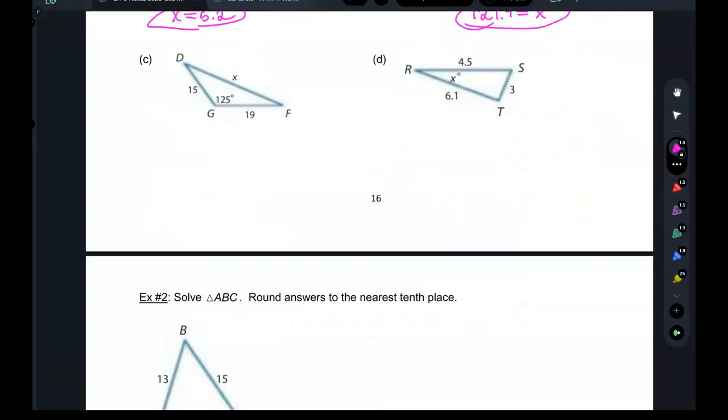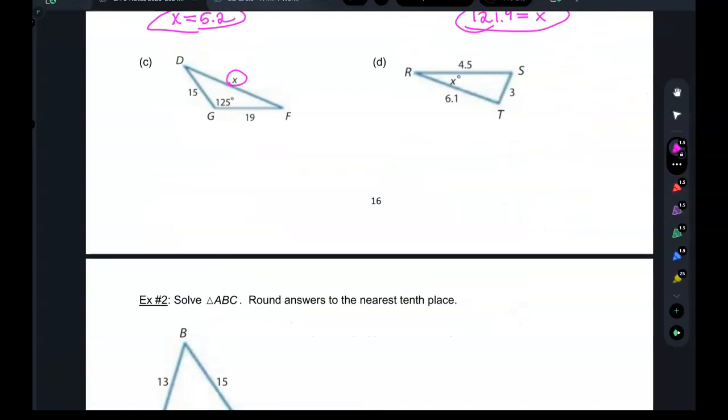This time, here's my x, here's my angle. So I'm going to make it x squared equals what squared plus what squared? 15 squared plus 19 squared minus 2 times 15 times 19 times the cosine of 125.